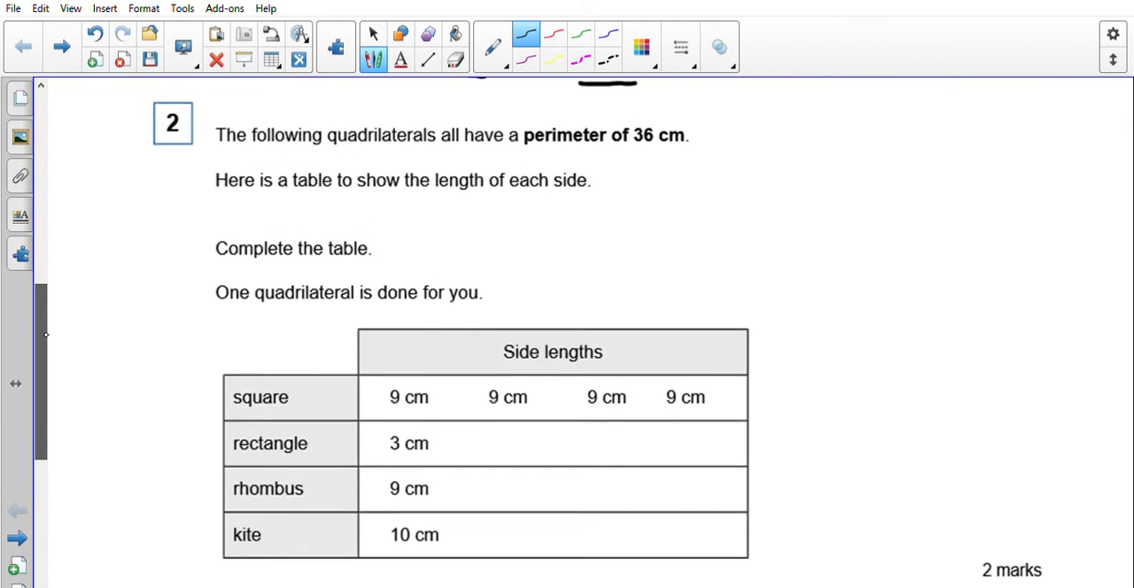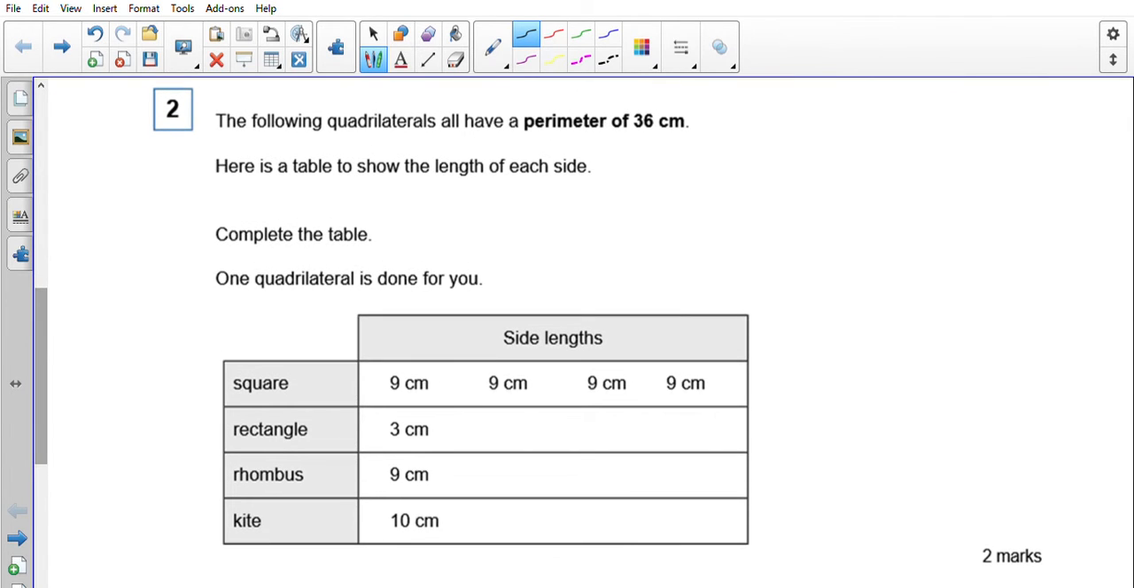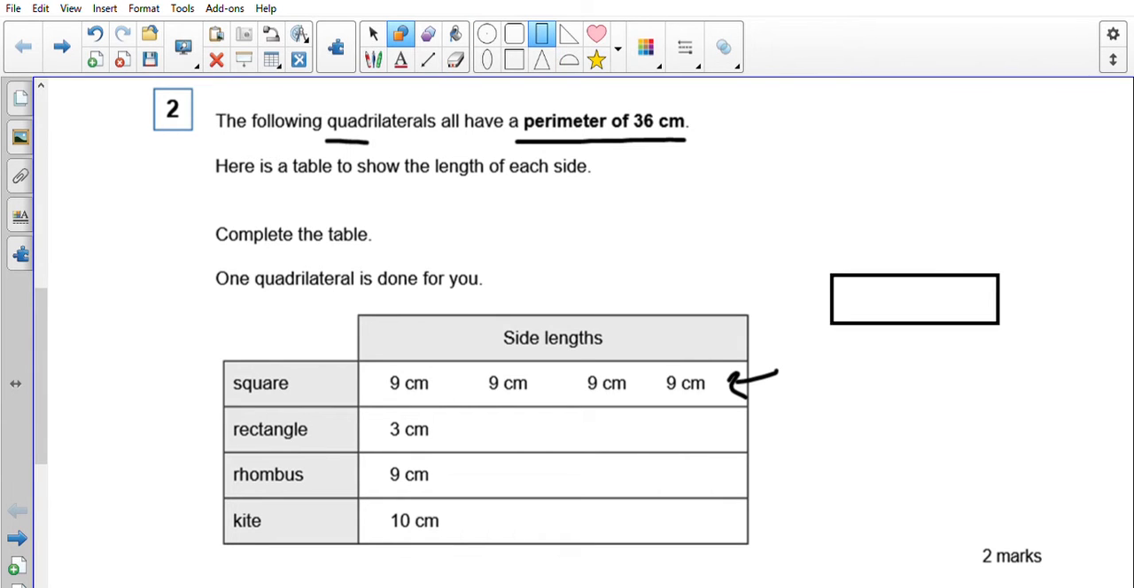Question 2. Another nice little table about quadrilaterals. Quadrilaterals, quad, 4-sided shape. These all have a perimeter of 36 centimeters. Okay? So square, easy. All sides are the same. Unfortunately, that's been done for us. Now rectangle. So, if I'm thinking about this, my advice to these would always be to draw them. Just sketch them out nice and quick.